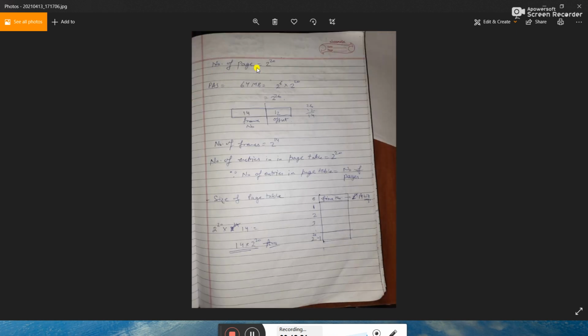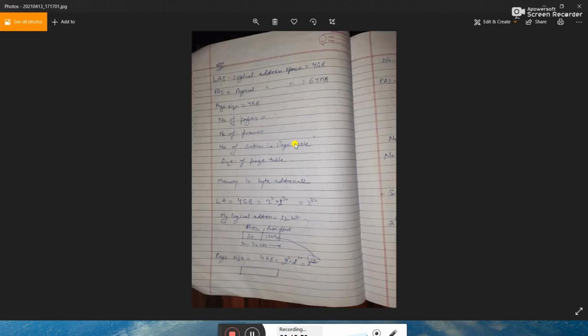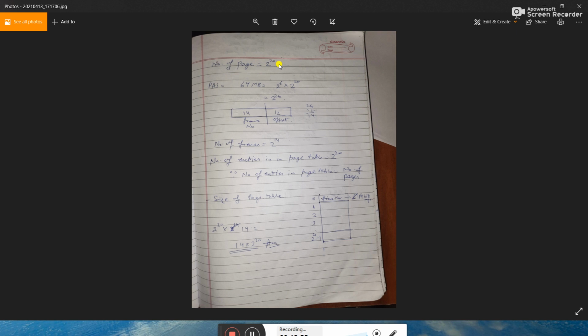Here you can see the number of pages we have, 2 raised to power 20. The physical address space is 64 megabytes, 2 raised to power 6 multiplied by 2 raised to power 20, which is equal to 2 raised to power 26. So how will I come to know what my physical address space is? 12 bits are for the offset and the remaining bits are for the frame number. So the total number of frames is 2 raised to power 14. The number of pages is 2 raised to power 20, and the number of frames is 2 raised to power 14.